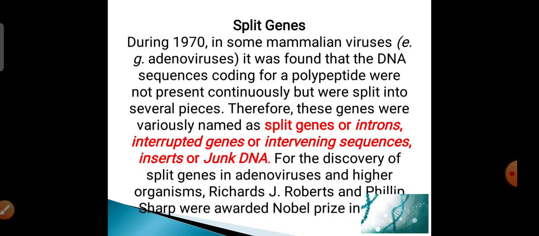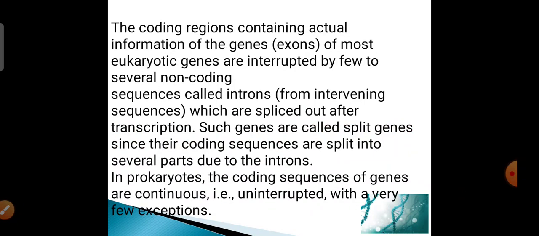For the discovery of split genes in adenovirus and higher organisms, Roberts and Philip Sharp were awarded a Nobel Prize. The coding region containing the actual information of the gene in most eukaryotic genes is interrupted by a few to several non-coding sequences, which are called introns, from the words intervening sequences, and which are spliced out after transcription. Now let us understand this.